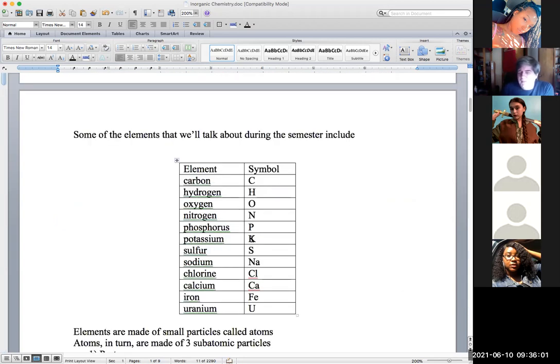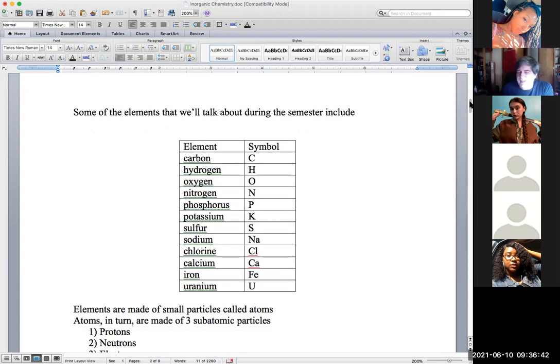So here are some of the elements that we'll probably talk about and use as examples of various things during the semester. So carbon, capital C, hydrogen, capital H, oxygen, capital O, nitrogen, capital N, phosphorus, capital P. Now notice, here's a weird one, potassium, capital K. This is because the Latin name for potassium starts with a K. So in most cases it's the same, but notice sodium is capital N, lowercase a. Chlorine is capital C, lowercase l. Iron is capital F, lowercase e.